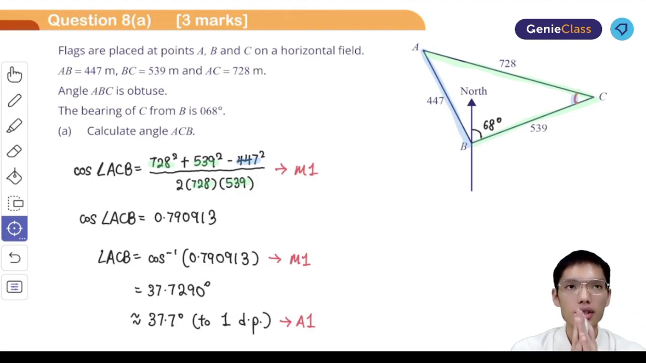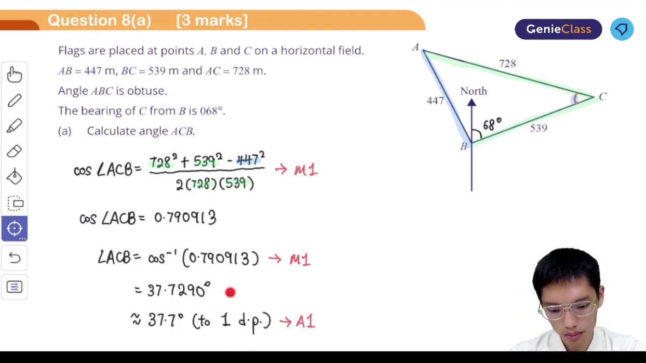And for angles, standardize regardless if questions never specify what nearest number to round to. For angles in degrees, always remember 1 decimal place. Okay, M1, A1 for the 3 marks.